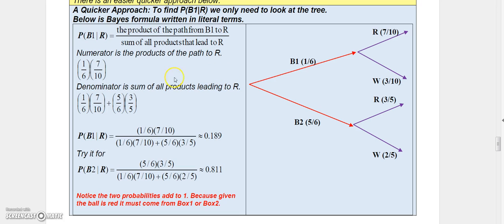So again, the numerator is the product of the path B1 to R. That should say is the product of the path B1 to R, so that would be the 1/6 times the 7/10. So I need to correct that. And then the denominator is the sum of all products leading to R, which would be the 1/6 times the 7/10 plus the 5/6 times the 3/5.